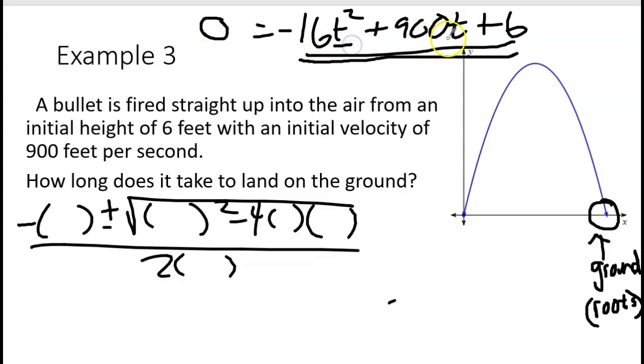And so what we're going to be finding is the t value, the time, where it actually does land on the ground. So since we're looking for where it lands on the ground, we plug in 0 for h of t, which means we're set up perfectly to do the quadratic formula. So let's go ahead and do that. Plugging in the 900 first. Plugging in the a next. And then finally the c.